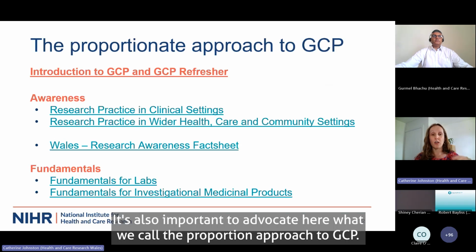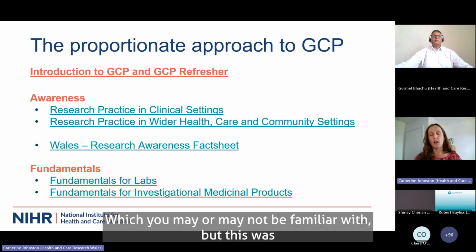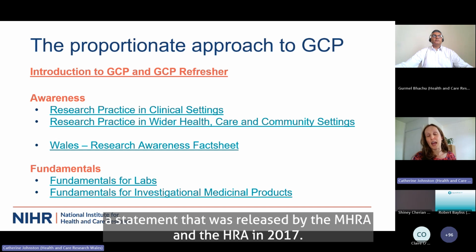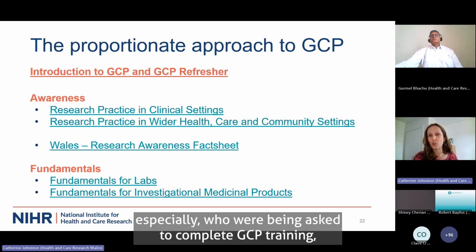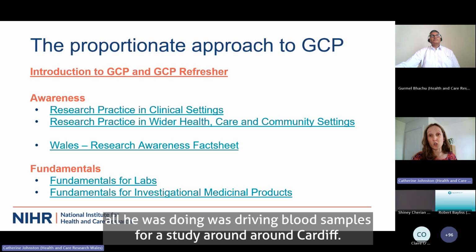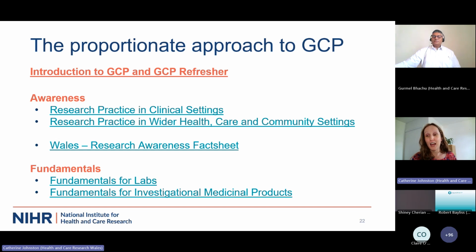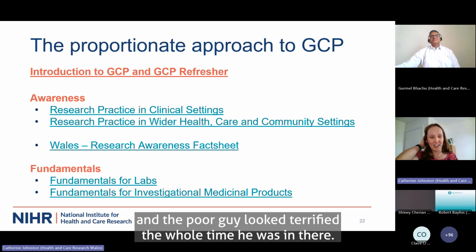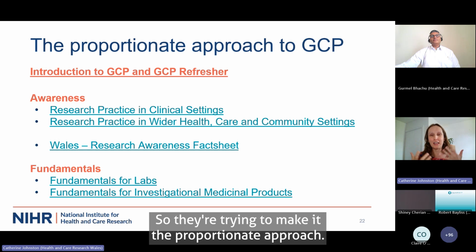It's also important to advocate here what we call the proportionate approach to GCP, which you may or may not be familiar with, but this was a statement that was released by the MHRA and the HRA in 2017, basically recognizing that there's a lot of people, historically especially, who were being asked to complete GCP training who maybe didn't require it. I often give people the example, I had a taxi driver, all he was doing was driving blood samples for a study around Cardiff, and the sponsor required him to attend a full day's introduction to GCP with me, and the poor guy looked terrified the whole time he was in there. So they're trying to remove, I mean, that's an extreme example, but it did happen. So they're trying to make it the proportionate approach.